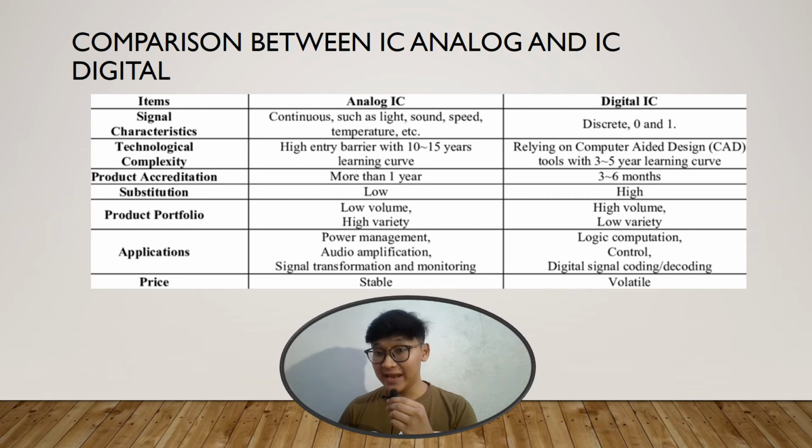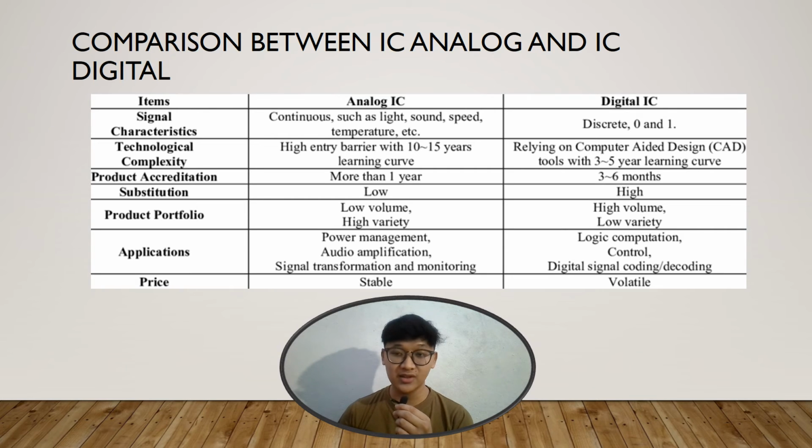Comparison between analog IC and digital IC. For analog IC, signal characteristic is continuous, such as light, sound, and speed, and digital IC is discrete, 0 and 1. Technological complexity is a high entry barrier with a 10 to 15 years learning curve, and digital IC relies on computer-aided design tools with a 3 to 5 years learning curve. For product accreditation, analog IC takes more than 1 year, and digital IC takes 3 to 6 months.